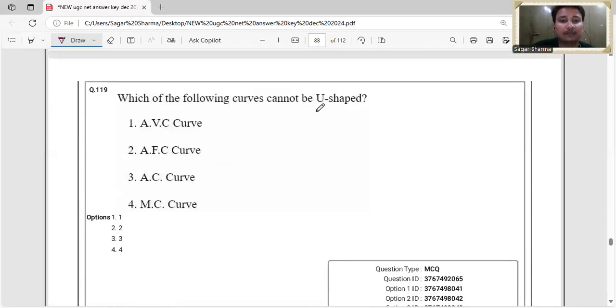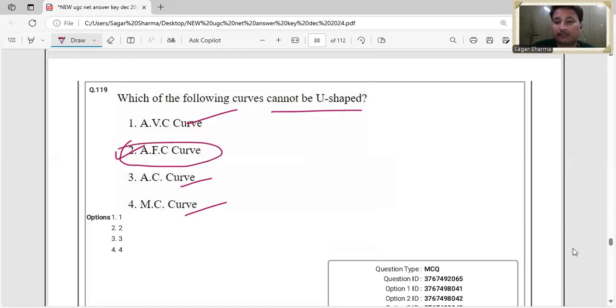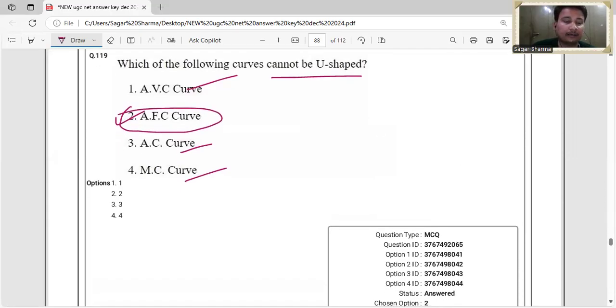Which of the following curves cannot be U-shaped? So average fixed cost curve cannot be U-shaped. Average variable cost curve can be U-shaped. Average cost curve, marginal cost curve, these can be U-shaped, but option number 2, average fixed cost curve, cannot be U-shaped. Option number 2 will be your correct answer.